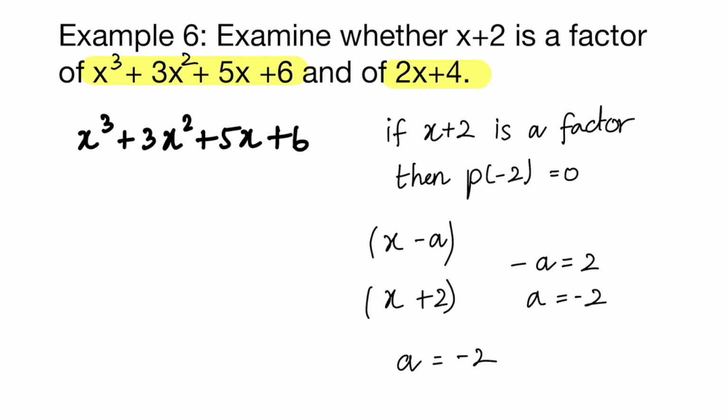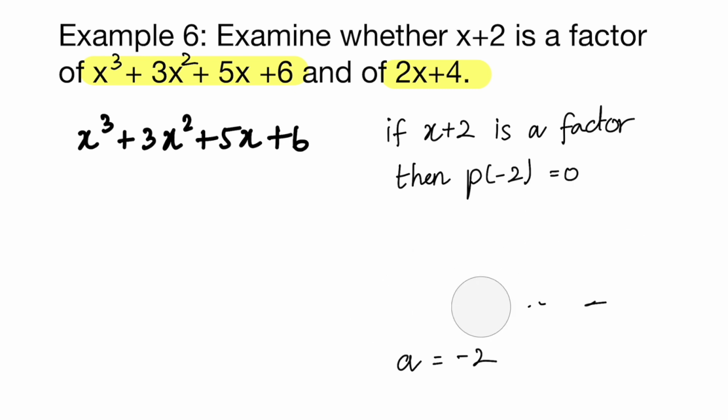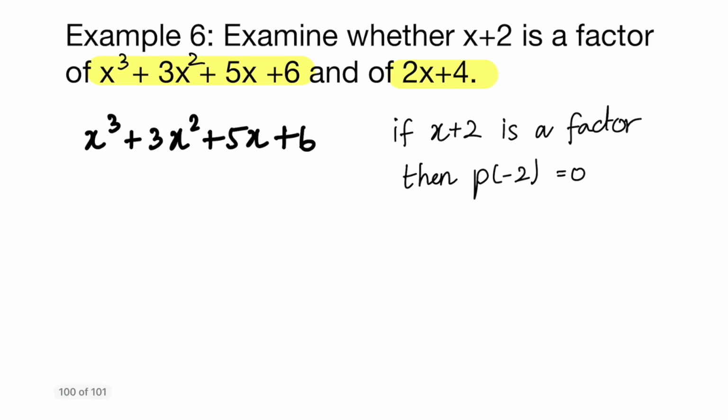So that is what we have basically done here. If x plus 2 is a factor, then p of minus 2 should be 0, right? And we have to check if x plus 2 is a factor. So what we are going to do is find the value of p of minus 2. If p of minus 2 is 0, then that is basically the second point of factor theorem, so you can say that x plus 2 is in fact a factor of this polynomial. Okay, so let us substitute the value of minus 2 in this polynomial here.